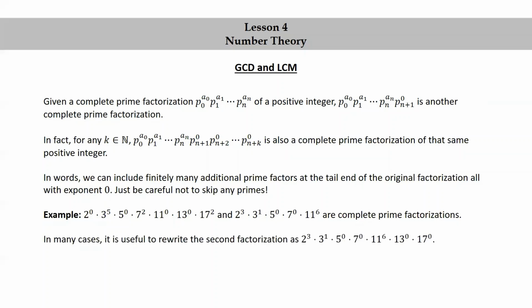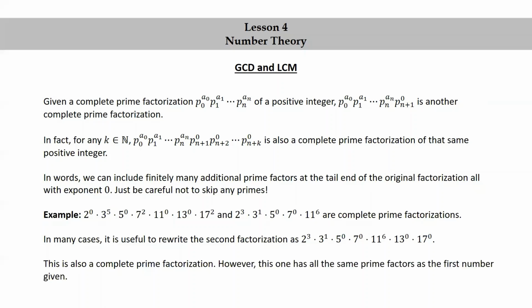In many cases, it is useful to rewrite the second factorization as 2 to the 3 times 3 to the 1 times 5 to the 0 times 7 to the 0 times 11 to the 6 times 13 to the 0 times 17 to the 0. This is also a complete prime factorization. However, this one has all the same prime factors as the first number given.